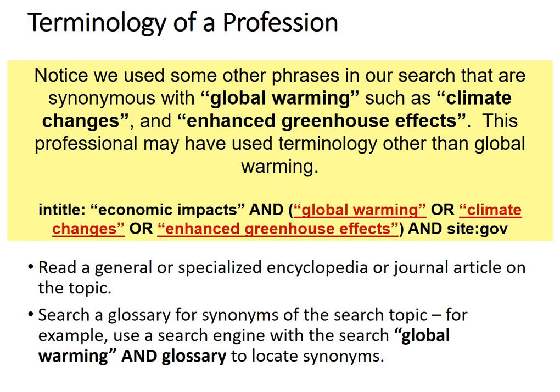So why did we use these other terms such as climate changes and enhanced greenhouse effects in our research query? They are terms of the profession which are synonyms with global warming. If an environmental scientist used these terms in the title of his research rather than climate change, our research query would not have retrieved articles which used these terms, only articles using the phrase global warming.